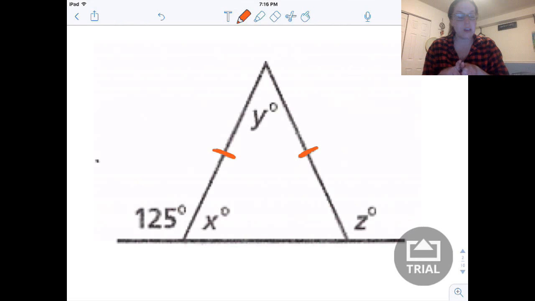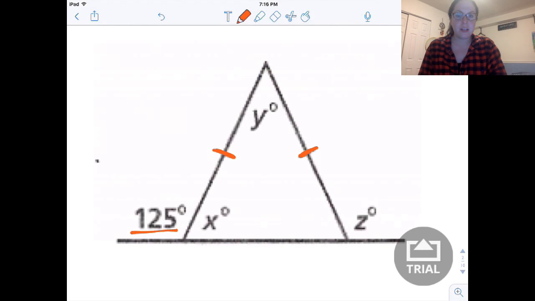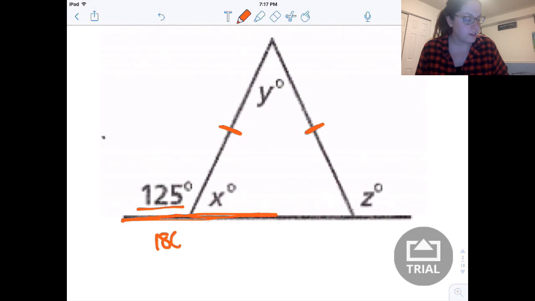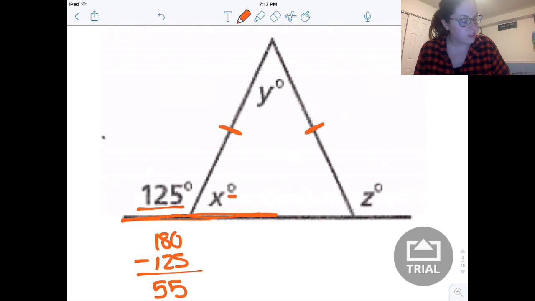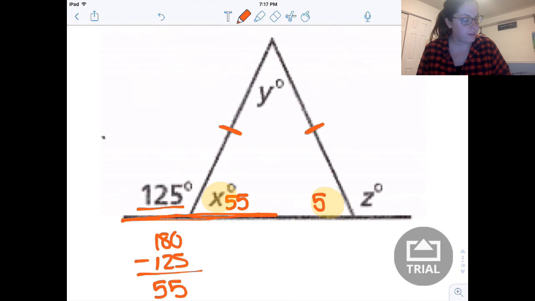So I'm going to start with the only angle I know, which is this 125 right here. I don't see anything else that I totally know, but I do see that that 125 and that x make a linear pair. They make a straight line, right? So those have to add up to be 180. So there, I'm going to do 180 minus 125, which would equal 55. And so I know x degrees is really 55 degrees. And then here's the key. I know that I have congruent sides, so the angles across from those sides will also be congruent base angles. So if that angle is 55, so will this be.